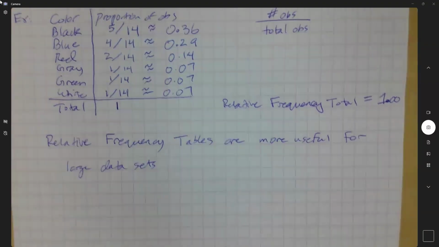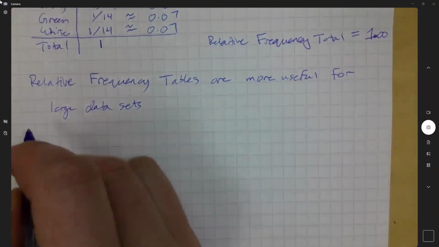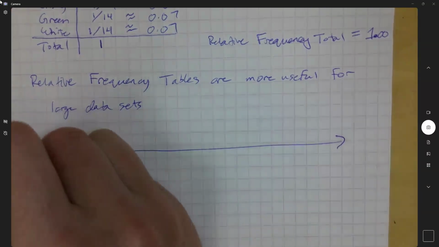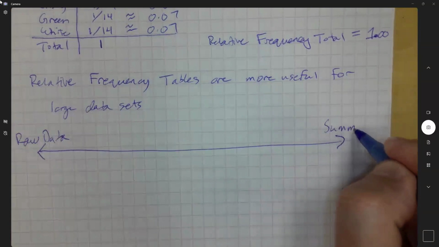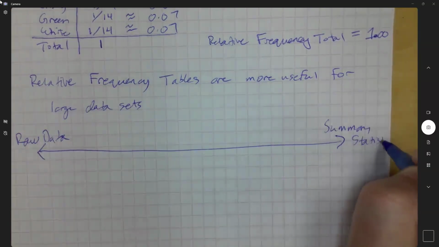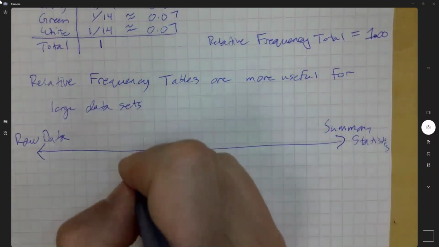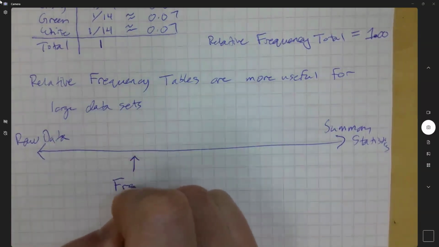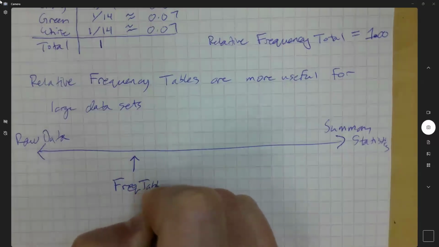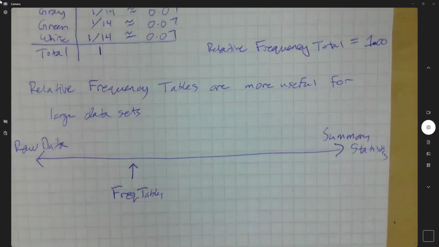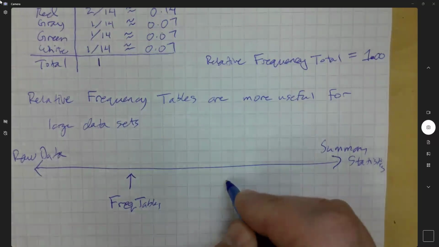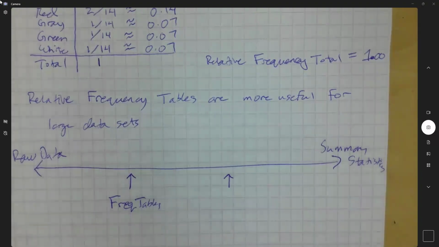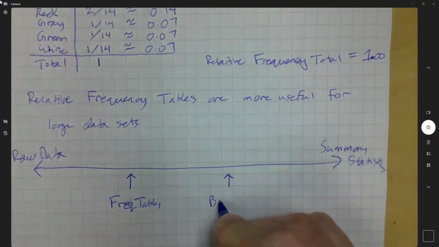So in terms of where we are on our spectrum, from raw data to summary statistics, I would say that frequency tables and relative frequency tables are fairly high detail still. And there's another visual for categorical data that is often a little less detailed, but a little faster to understand, and that's the bar graph.